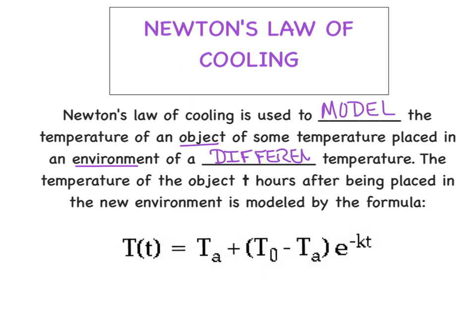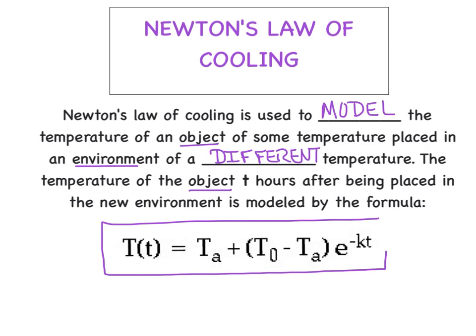So, initially the dead body started out at 98.6, but the room temperature was 74, aka a different temperature. And what happened was the temperature of the dead body slowly got closer and closer to the temperature of the room. And the temperature of that object, T hours after being placed in the new environment, is modeled by this formula right here.